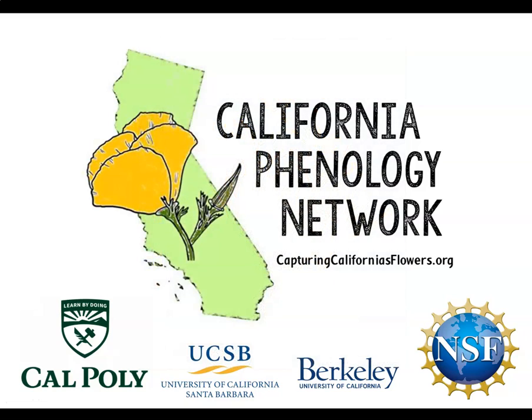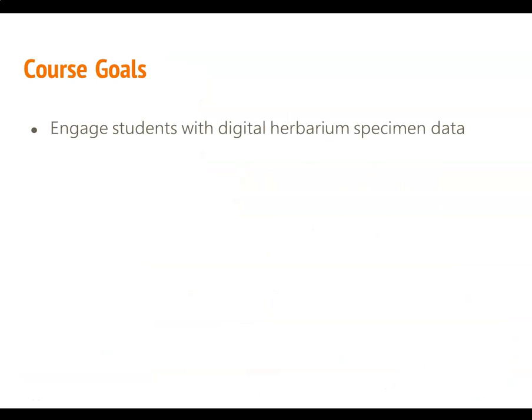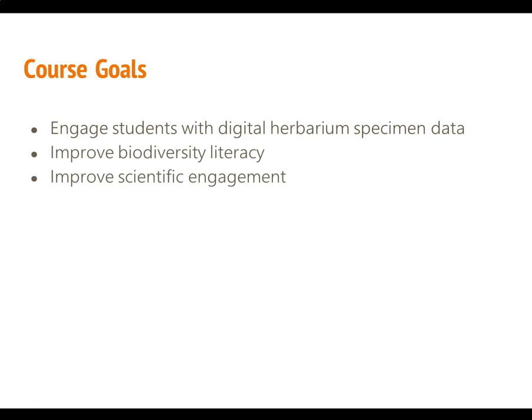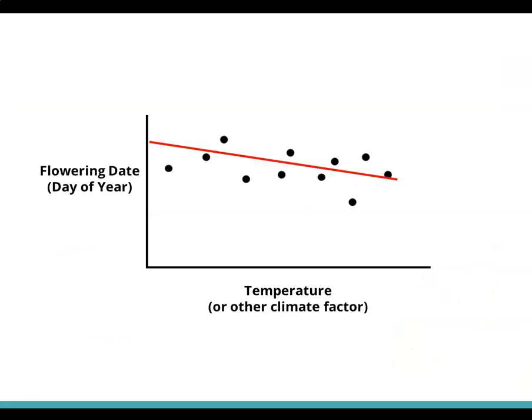The California Phenology Network developed a 10-week undergraduate research course to engage students with the newly digitized herbarium specimen data, improve students' biodiversity literacy and scientific engagement, and create novel data on how plants are responding to climate change. Students conduct original research using data they both harvest and create from digitized herbarium specimens that have been aggregated on the California Phenology Network's data portal, CCH2. Specifically, students develop a question about how plants' phenological events, such as flowering or fruiting time, change with climate factors such as temperature or precipitation.